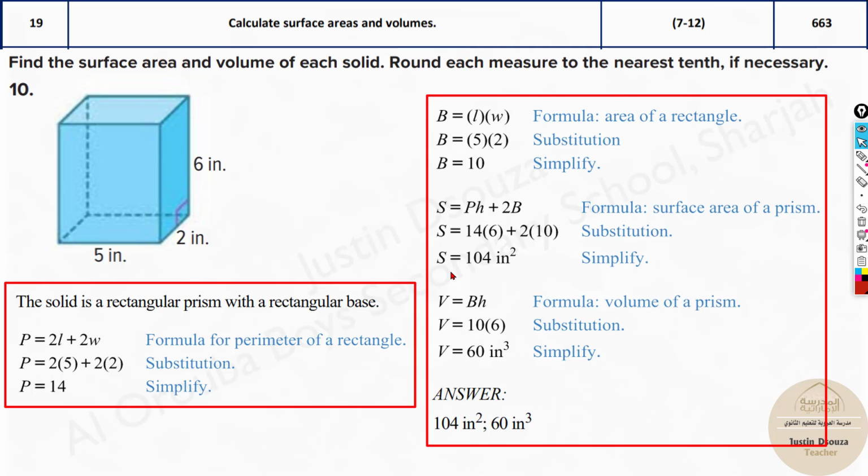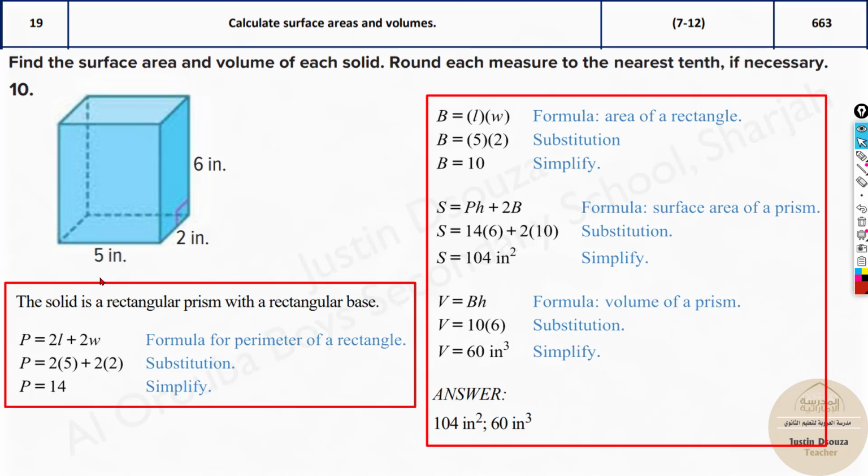Please remember the formulas. It's not easy, but please make an attempt to learn the formulas by heart, and then it'll be easier. Now this is similar to the first problem we solved. It's just that it is a rectangular prism. It's a prism, but it's having a rectangular base. You can see it's not same sides. It's 5 times 2. So first find the perimeter.